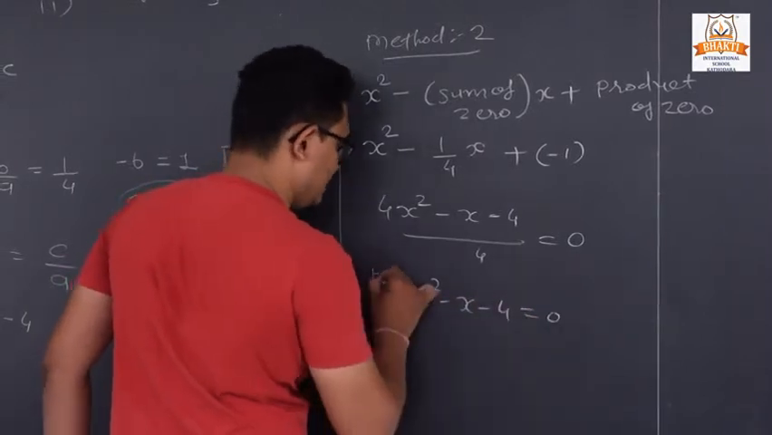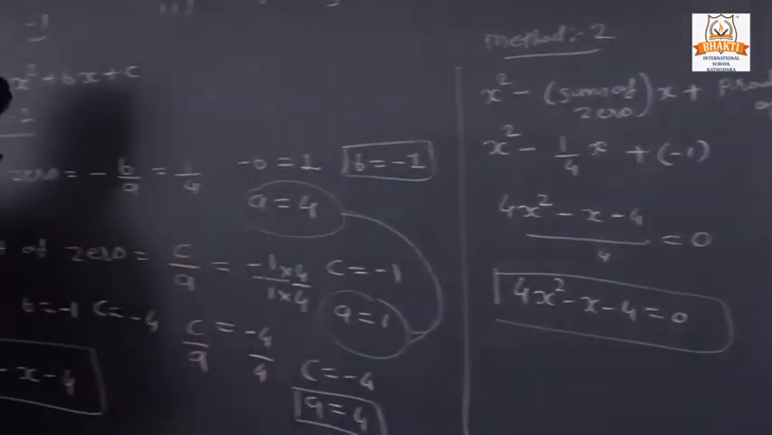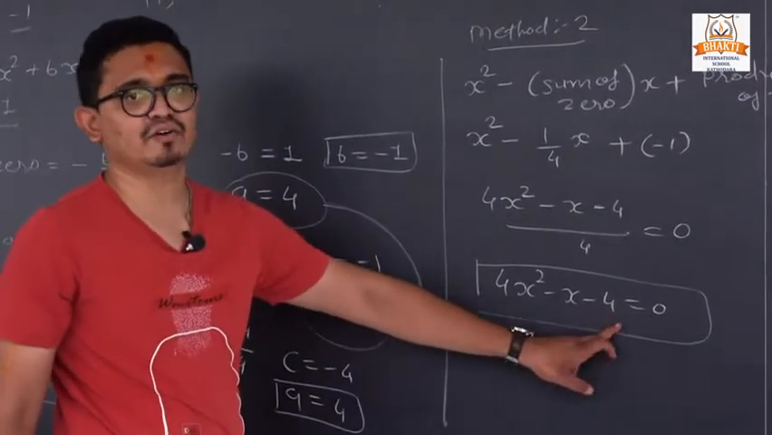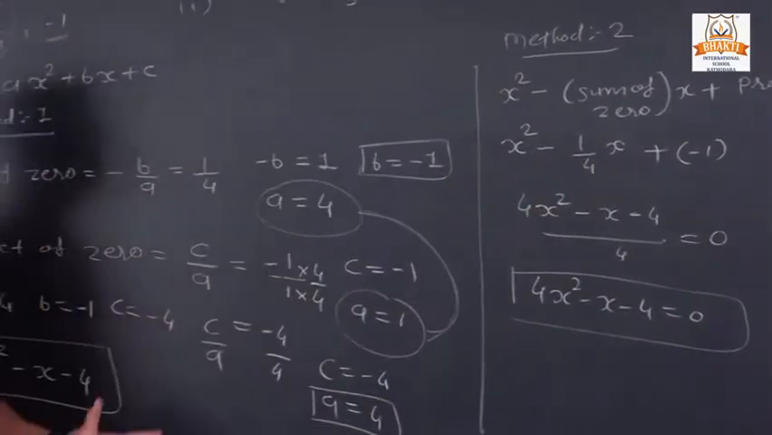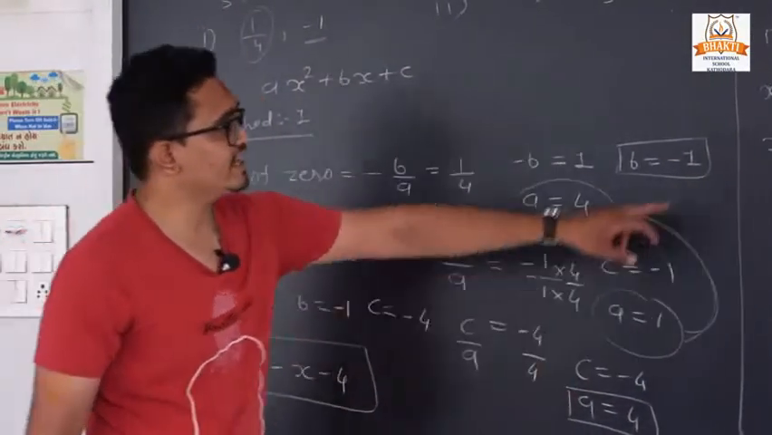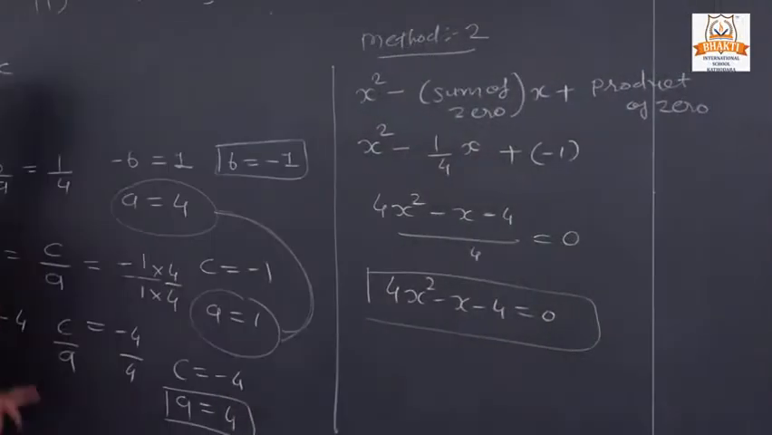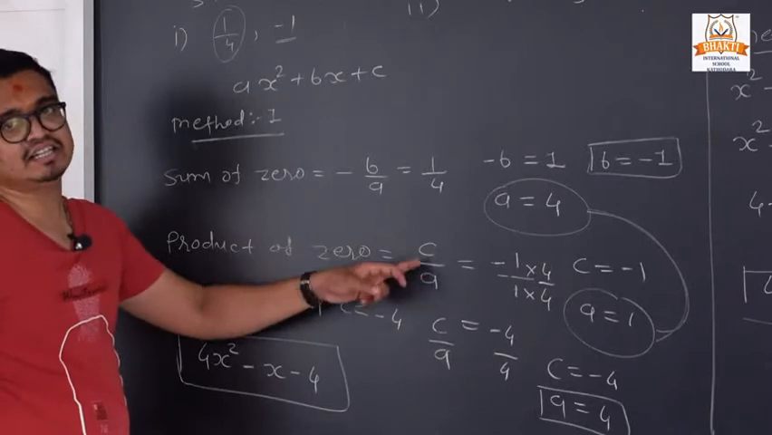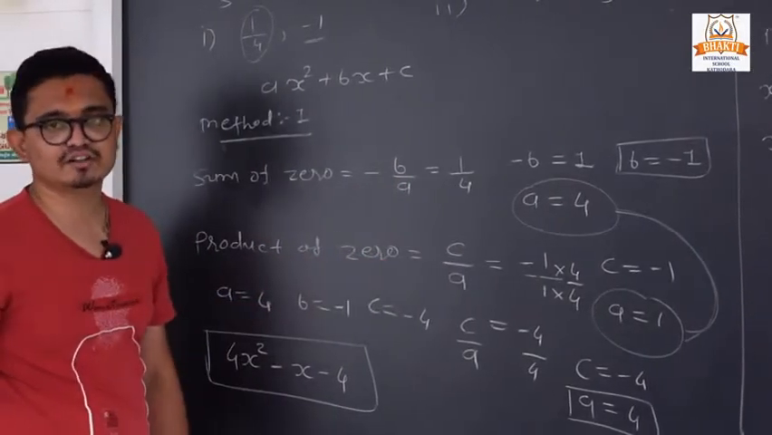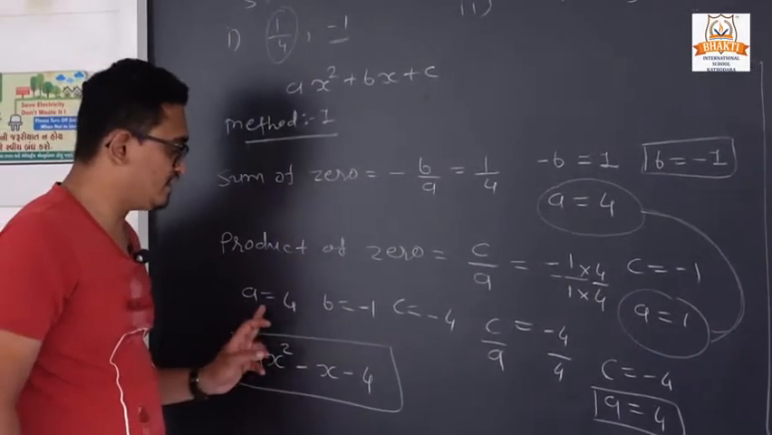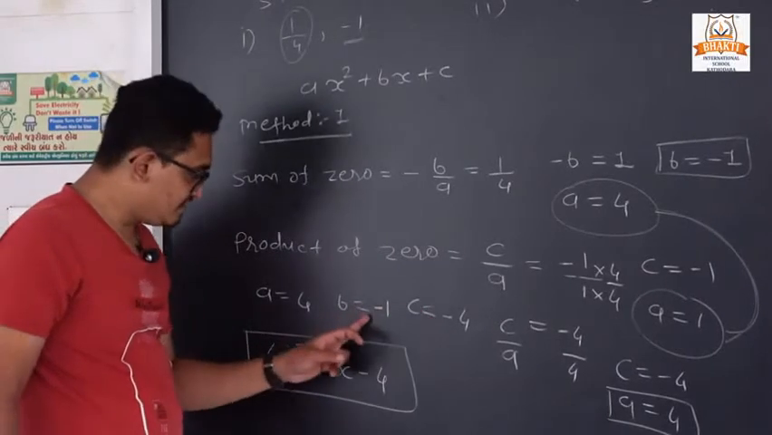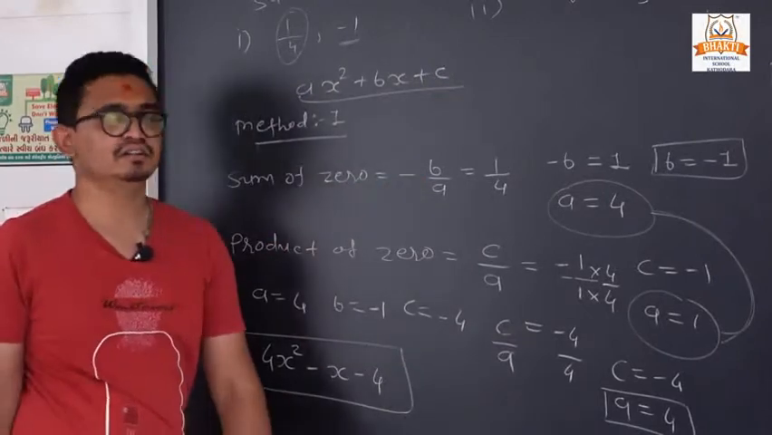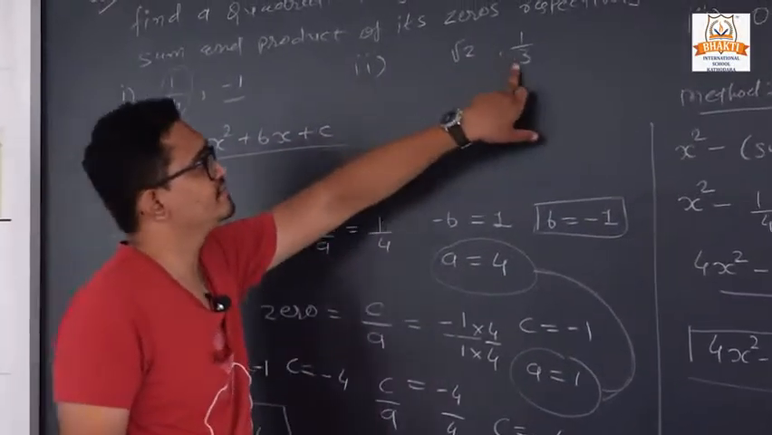So we have the same equation like that: 4x square minus x minus 4. In examination you can use either of the methods. You can directly use that formula, or you can use method number 1 by comparing the digits of sum of zeros and product of zeros, and finally we will find the values of a, b and c, and then we will put all these values in our standard form. Clear? Now question number 2.